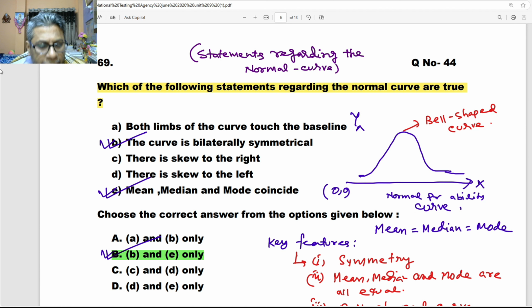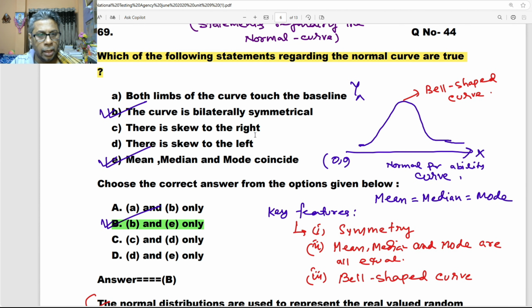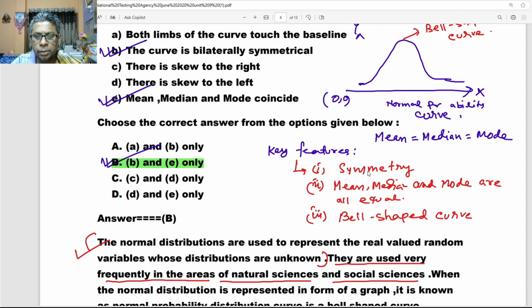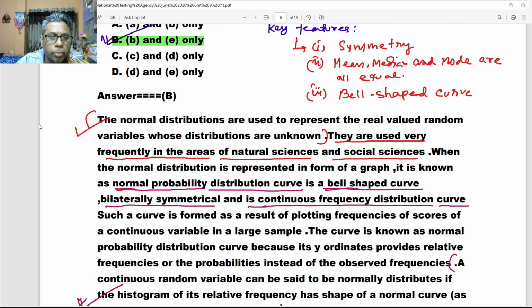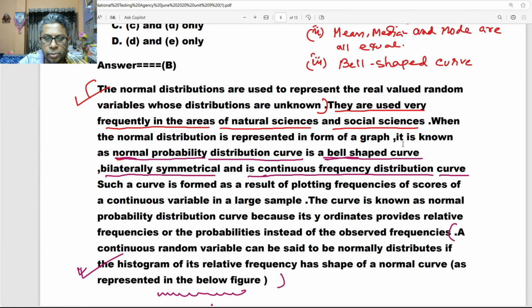B and E. The normal curve is bilaterally symmetrical. It is true. And mean, median and mode coincide. This is also true. B and E are correct. So the normal curve is symmetrical, mean, median, mode are all equal, and it is a bell-shaped curve. The normal distribution is used to represent real-valued random variables whose distributions are unknown. They are used very frequently in the natural sciences and social sciences.